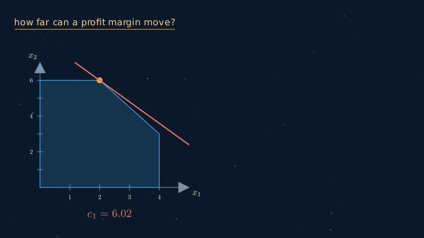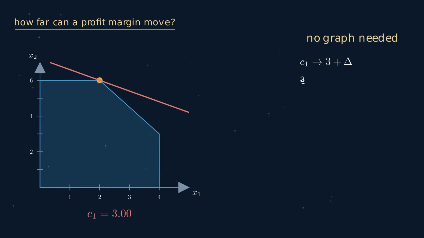Step outside the range and the plan really does jump. At 9, the best corner is no longer 2 and 6. It's 4 and 3, a different production schedule altogether. And you never needed the picture.